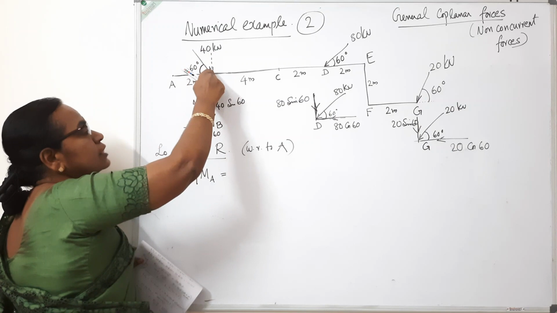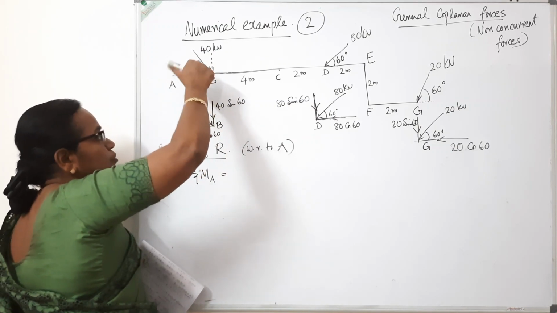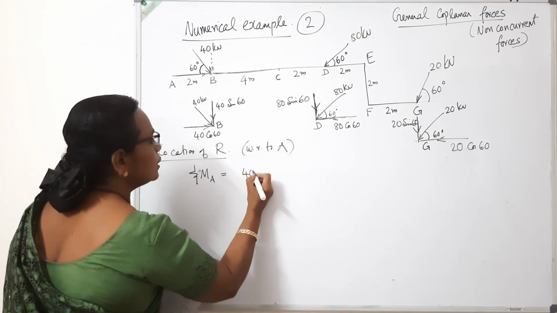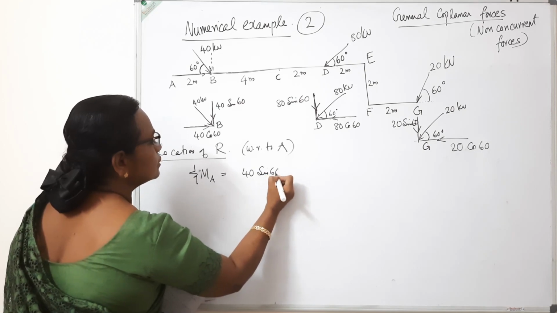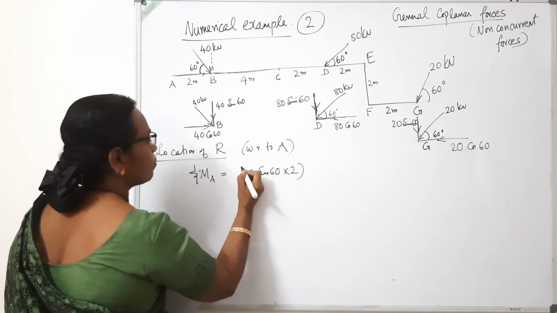40 sin 60 acting downwards into 2. So it produces clockwise moment. 40 sin 60 into 2.